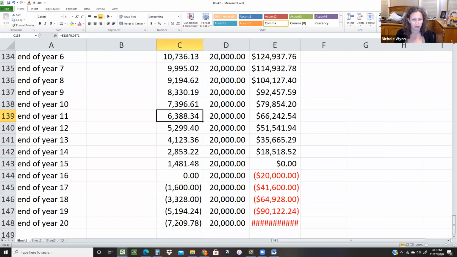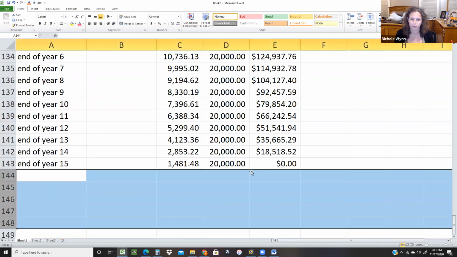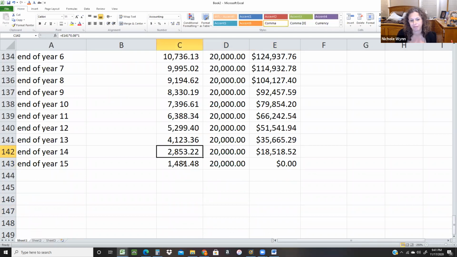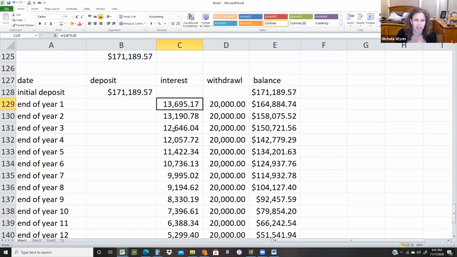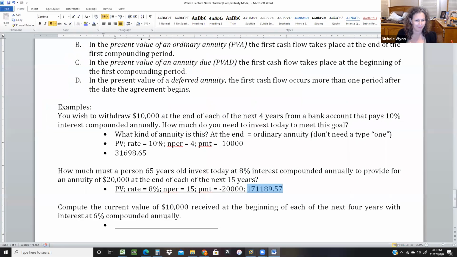Oh no. Oh, it only said we were going to live for 15 years. I tried to live 20 years. Darn it. We are out of money at the end of year 15. Okay. So the last year, instead of earning 13,000 in interest, we're only earning $1,400 in interest, but we pulled out 20 each time and we ended with 0. So we better hope at age 80 that we have some other form of income because we're out of money. We used up all of our money. Okay. So good times.